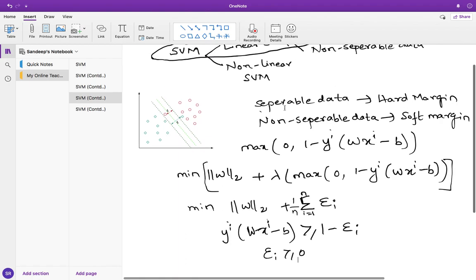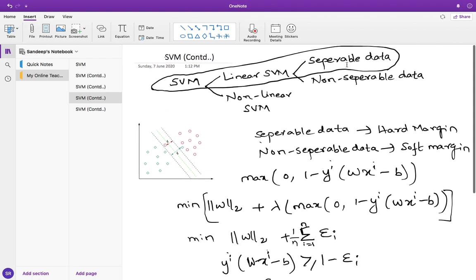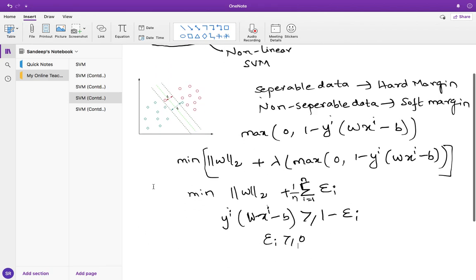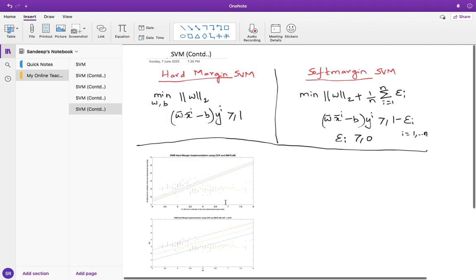Then we discussed what happens for non-separable data. For separable data, I said that hard margin is applicable. For non-separable data, soft margin is applicable. So I discussed what a soft margin is here, and I demonstrated some practical implementations using MATLAB and CVX.